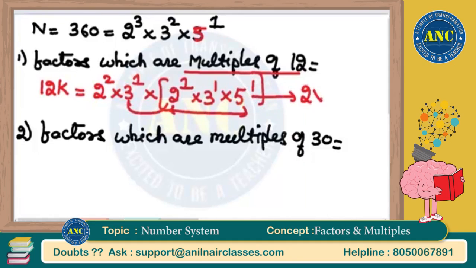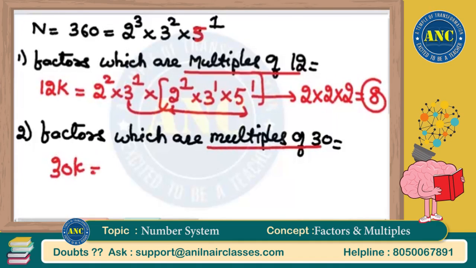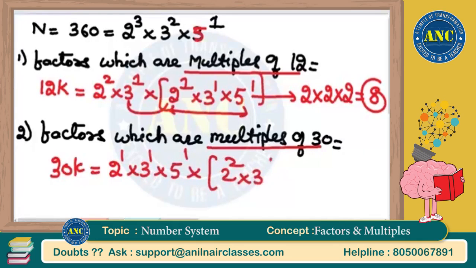How many factors are there for this number? 2 into 2 into 2. Answer is 8. Factors which are multiples of 30. What will be the multiples of 30? Which is 30k. 30 is nothing but 2 into 3 into 5. Remaining is 2 square. Remaining is 3 power 1. Which is nothing but 3 into 2, 6.